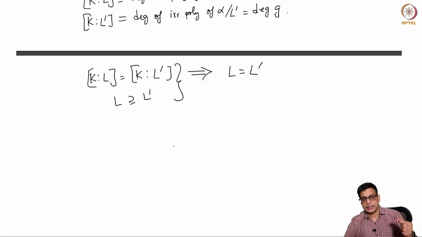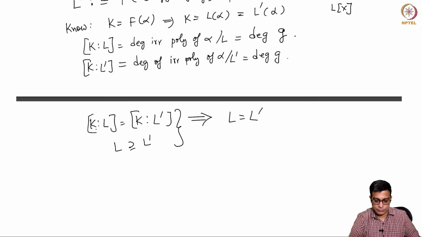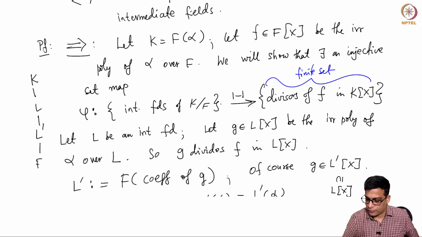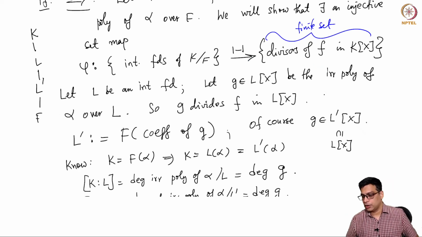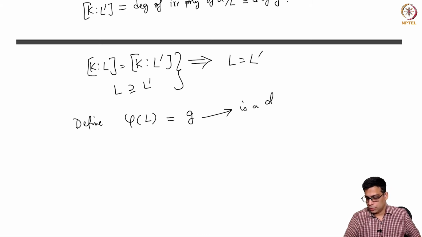So now that means L is determined by the coefficients of g. So basically now the map is clear, right? Define phi of L to be g. So take an intermediate field, take the irreducible polynomial of alpha over that intermediate field, and take that as the image. So of course g is a divisor of f in L[x] and hence in K[x].